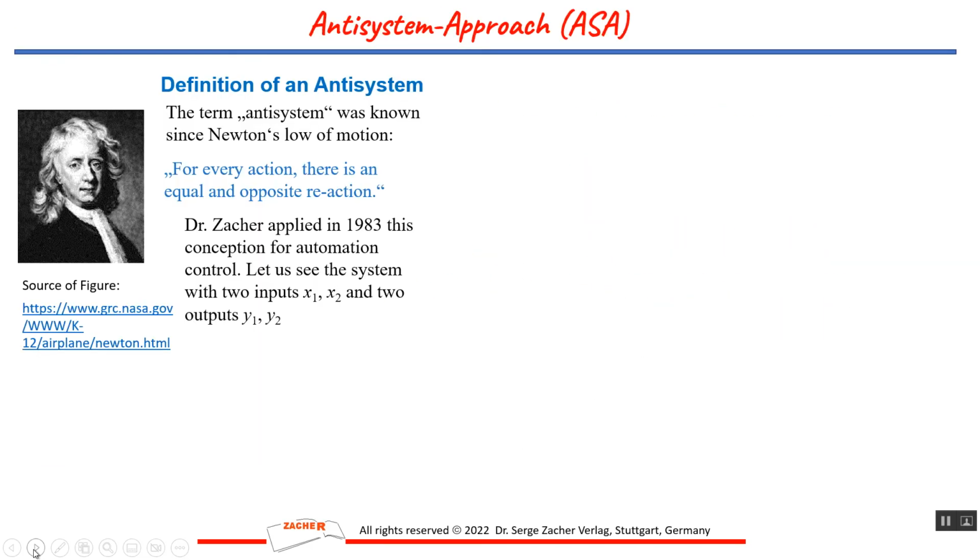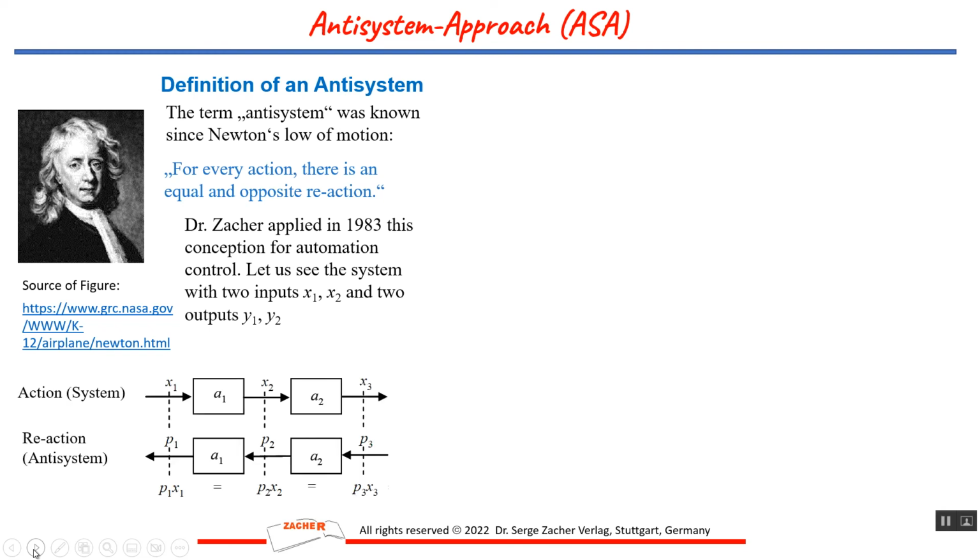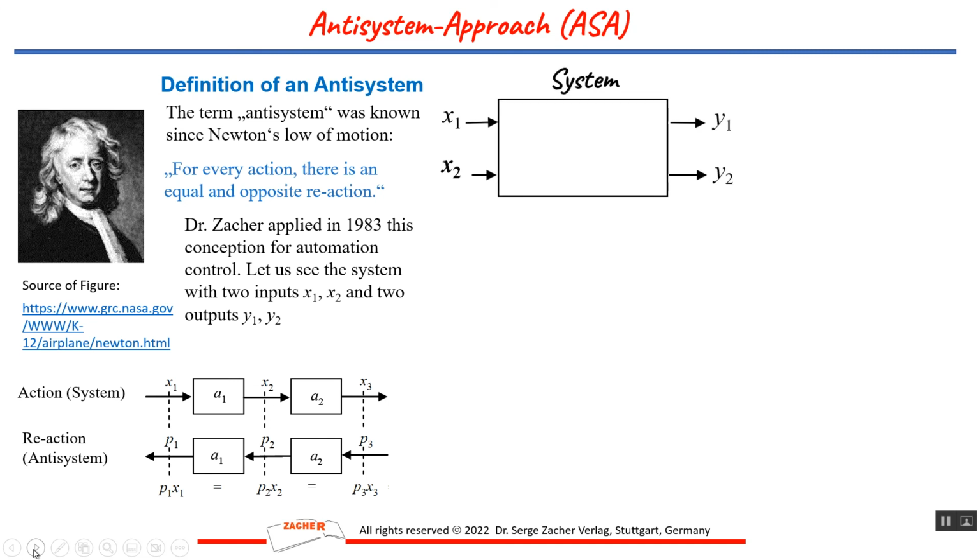The term antisystem has been known since Newton's law of motion. For every action, there is an equal and opposite reaction. Dr. Zucker applied this conception for automation control in 1983. Let us see a simple system with two inputs x1, x2 and two outputs y1, y2.